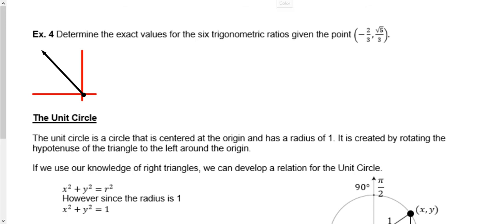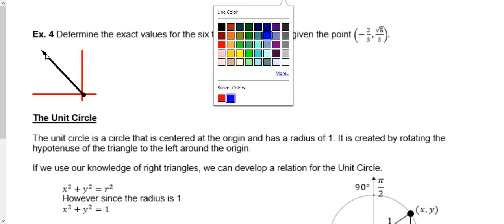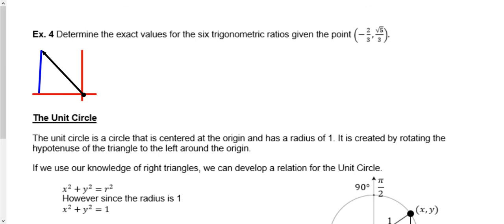And because we already used red in this case here, I'm just going to use blue. And again, line always going straight down to our x-axis. Let's label this here. So this is my x value, this is my y value, so x value is going to be negative 2/3. Y value here, root 5 over 3.